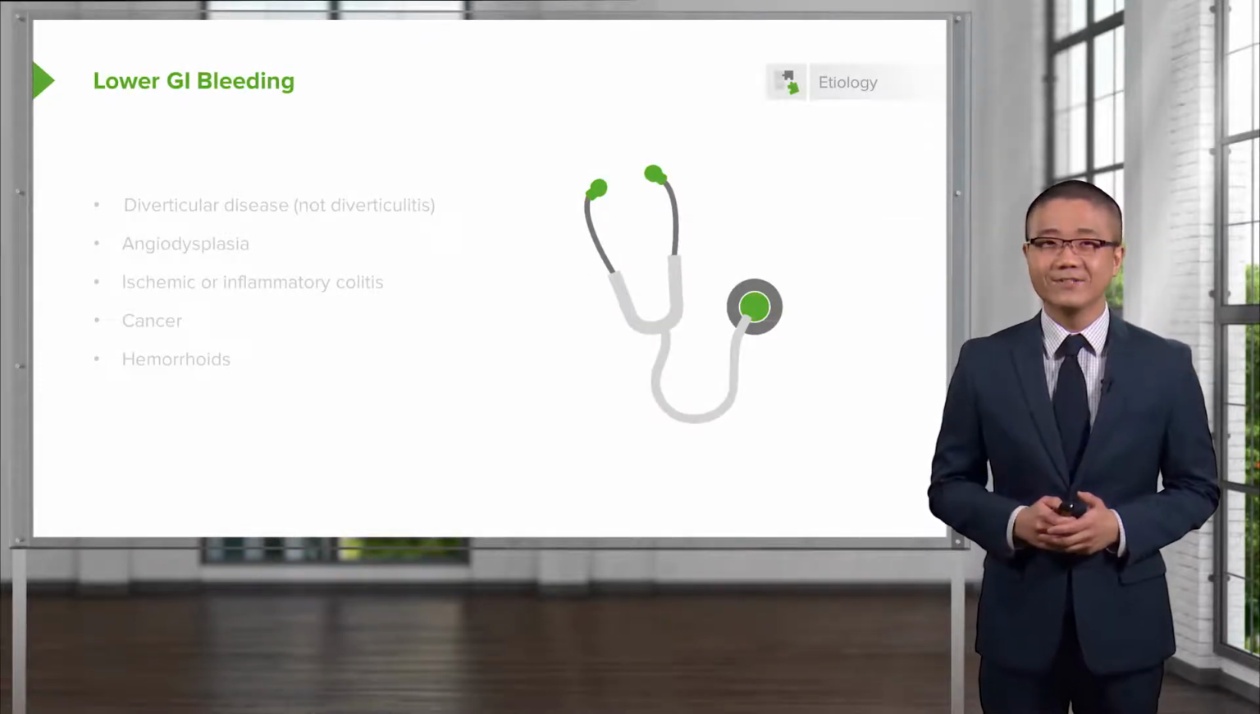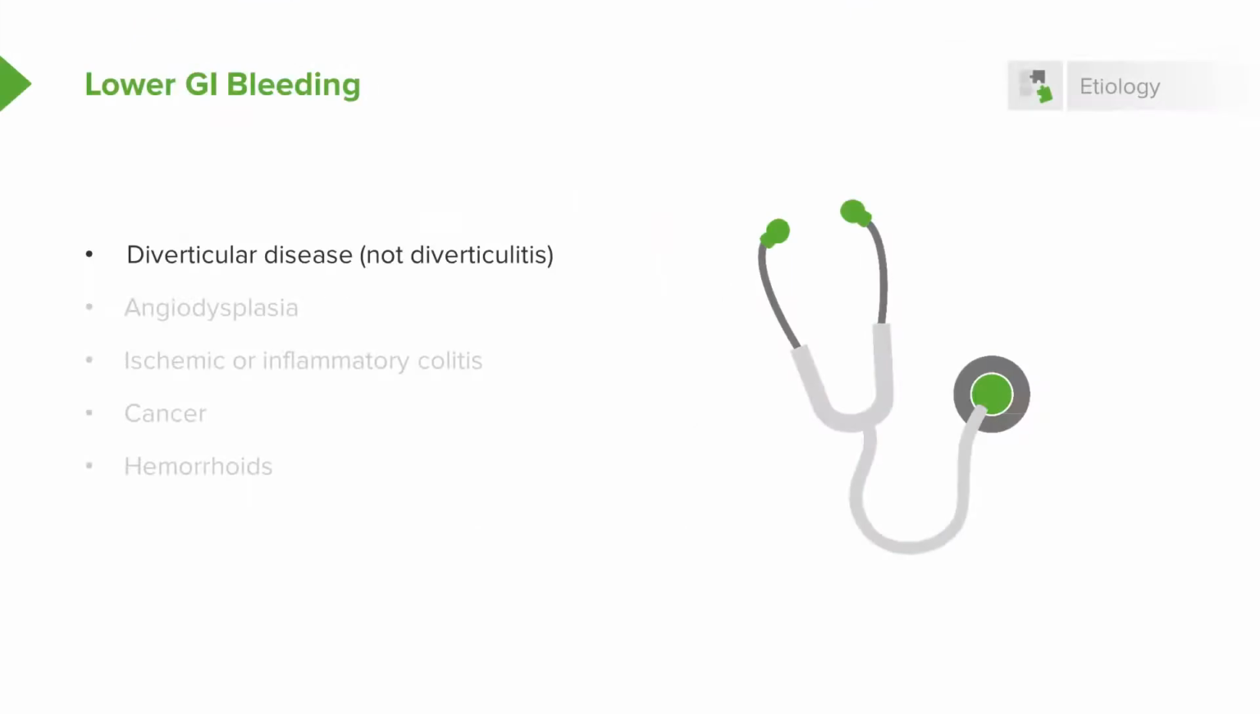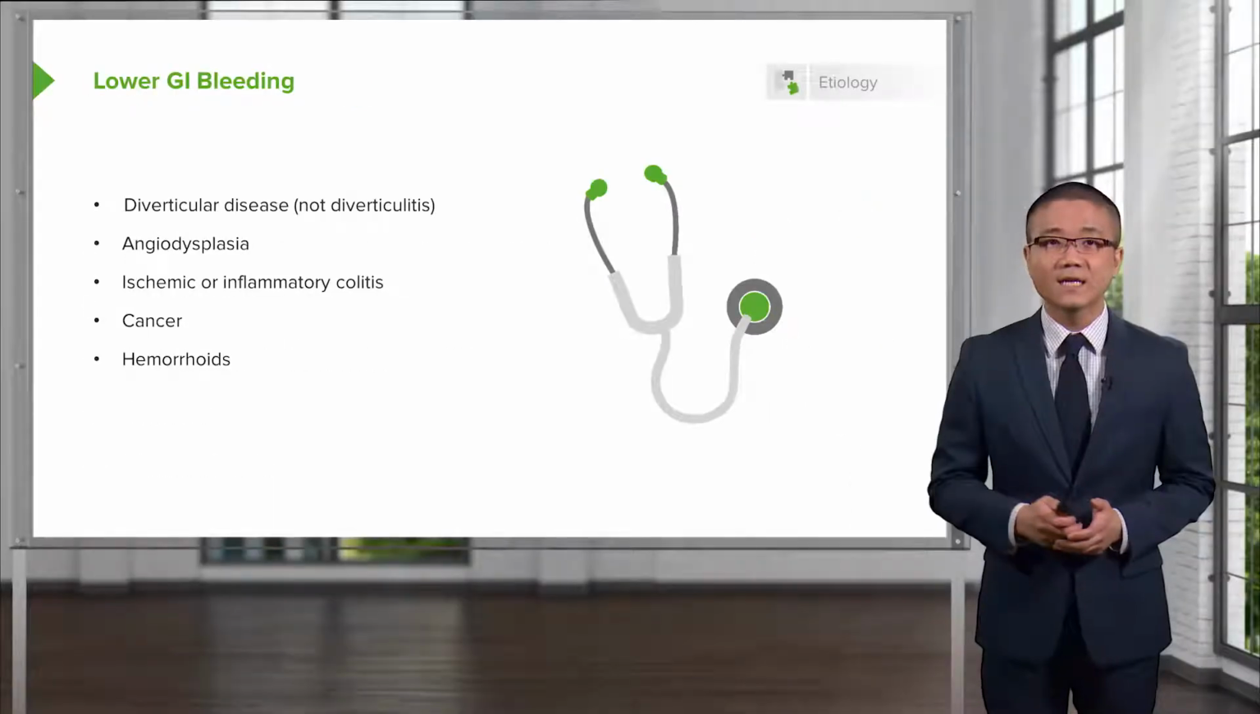Here are some causes of lower GI bleeding. Diverticular disease. Remember, not diverticulitis, but diverticulosis. Angiodysplasias, or malformations of vessels. Ischemic or inflammatory colitis. Colon cancer. And actually, most commonly, probably hemorrhoids. That's why one never wants to be embarrassed by not doing a rectal examination and missing a hemorrhoid and doing extensive workup for the other differential diagnosis.